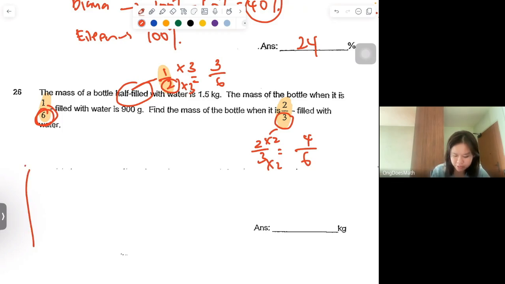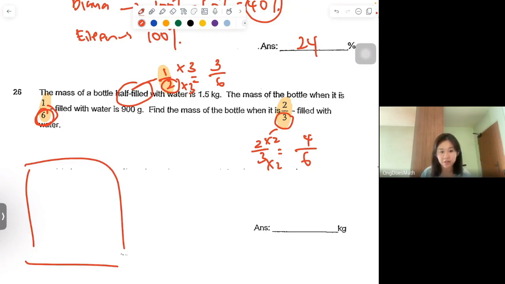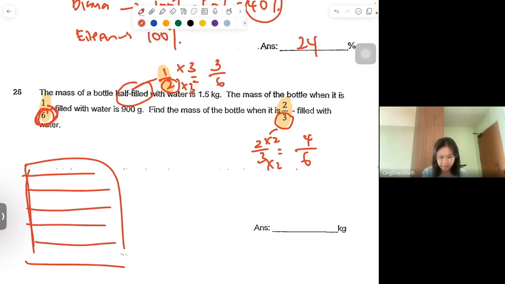How do we draw things out? So this is my bottle. Since the denominator is 6, I can split it into 6 parts: 1, 2, 3, 4, 5, 6. I have a bottle with 6 markings on it. Your bottle may have different markings, right? But now I have 6 different markings on the bottle.